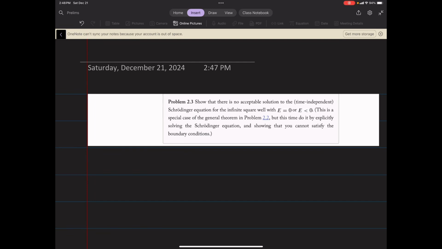Okay guys, this is problem 2.3 out of Griffiths Quantum Mechanics textbook.